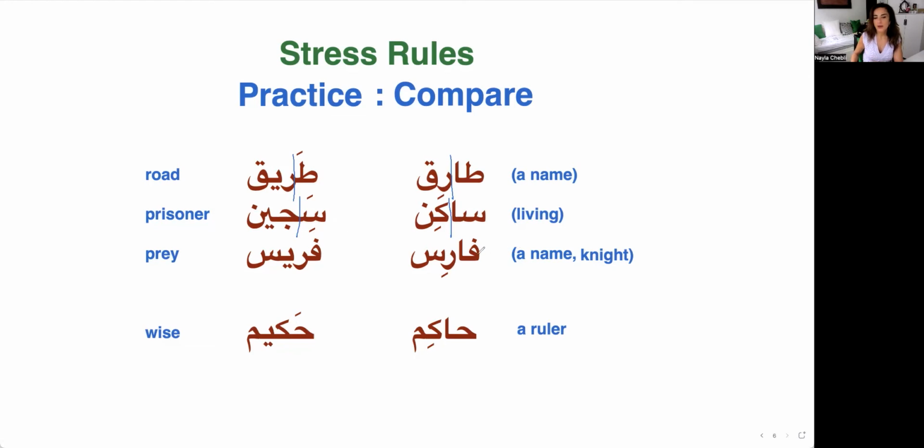Next one. Try it. Where does the stress lie? On fa. Faris, which is a name or which means night. Faris. Stress is on fa. The word for pray is faris. The stress is on ris, which is a super heavy syllable. Faris.